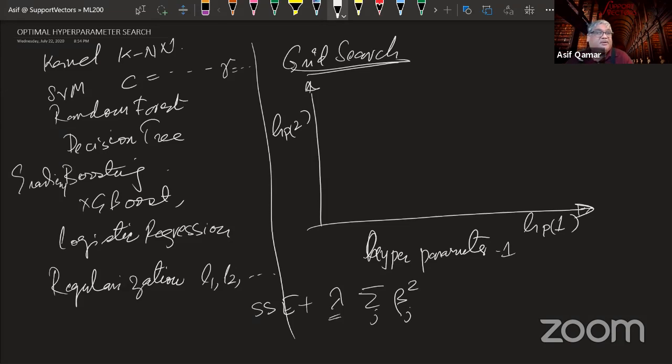So how do you search over it? There are a few basic things that you can do. You first take hyperparameter 1, let me call it H1, and you choose an array of possible values. For example, if it is KNN, in the K you could take 1, 2, 3, 4, all the way to whatever you think reasonable. Let us say 50 neighbors you can take.